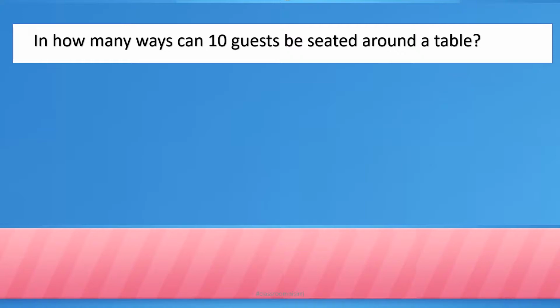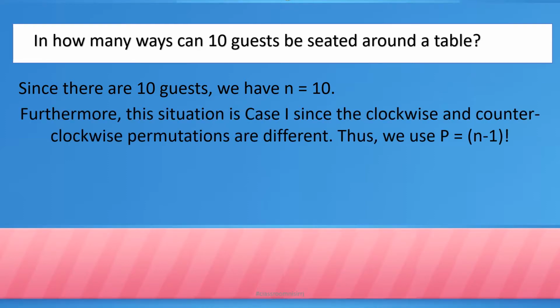Let us try to have another example. In how many ways can 10 guests be seated around the table? Since there are 10 guests, we have n is equal to 10. Furthermore, this situation is case 1, since the clockwise and counterclockwise permutations are different. Thus, we will use the formula permutation is equal to n minus 1 factorial. Finally, permutation is equal to 10 minus 1 factorial, which is equal to 9 factorial.